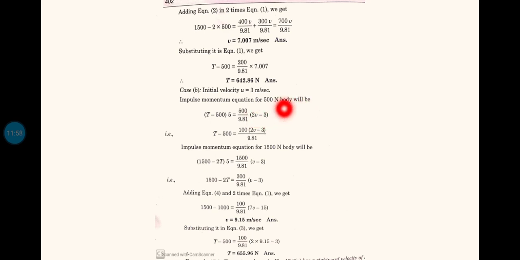Now the second case: initial velocity u is equal to 3 meter per second. The impulse momentum equation for the 500 Newton body will be the same, net force is T minus 500 into time 5, m is 500 by 9.8, and 2v minus, instead of initial velocity 0, the initial velocity is 3. Substituting, you will get a relation between T and v. Now going for the impulse momentum equation for the 1500 Newton weight, you will get a second relation between T and v. Now solving these two equations for the two unknowns, you will get v equal to 9.15 meter per second and T equal to 655.96 Newton.